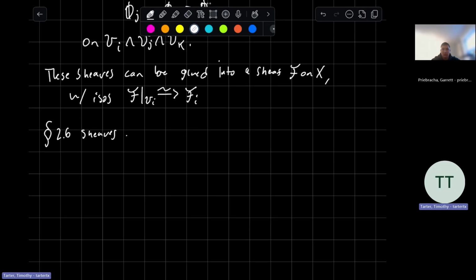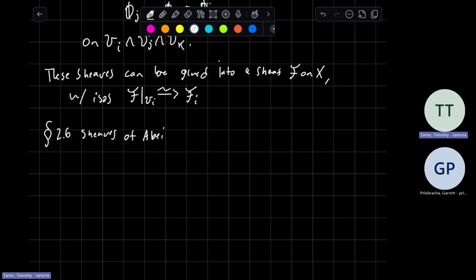Sheaves of abelian groups. Abelian categories.